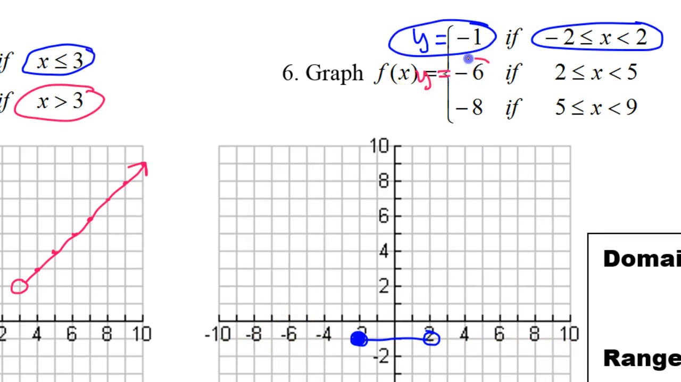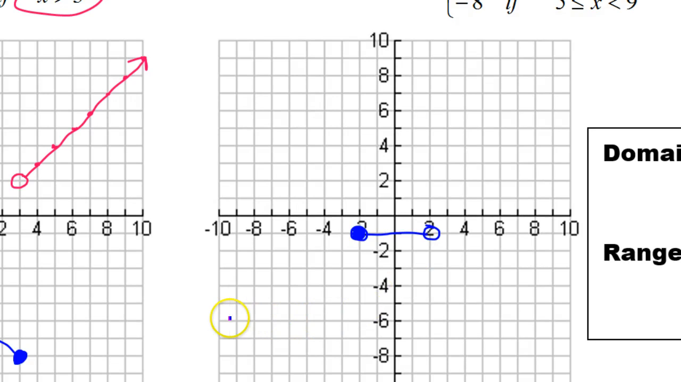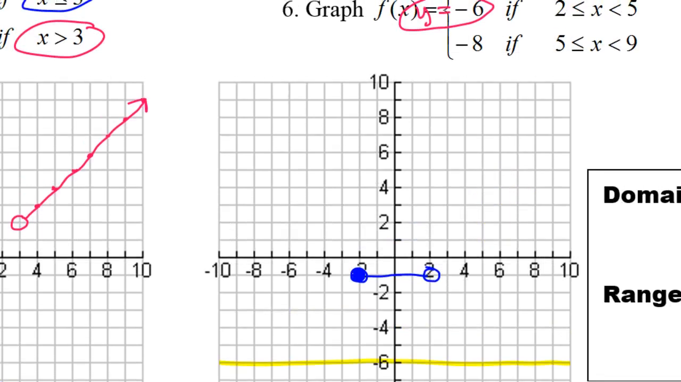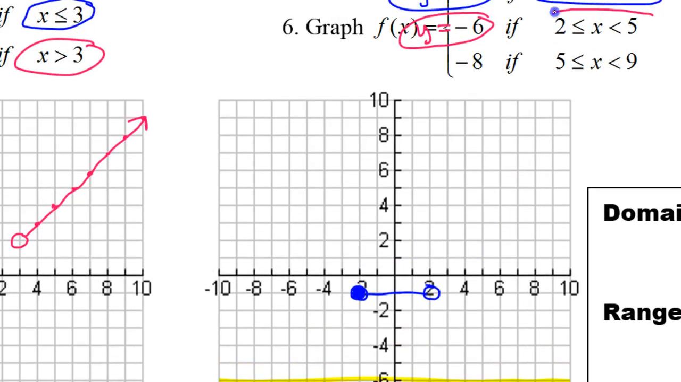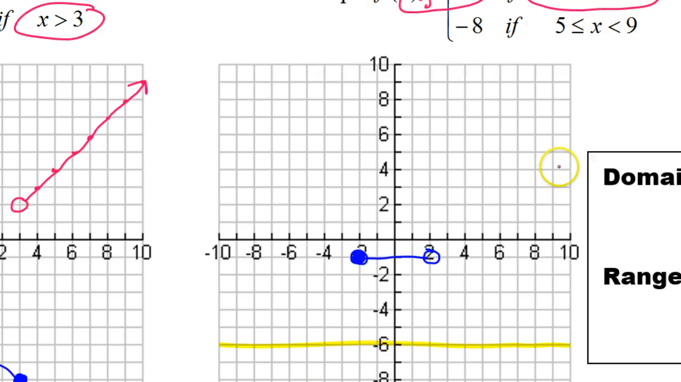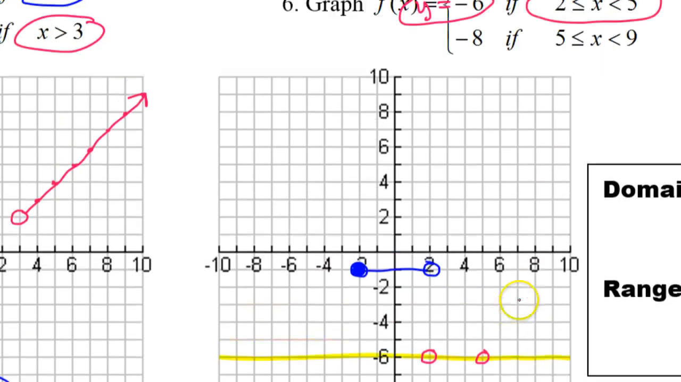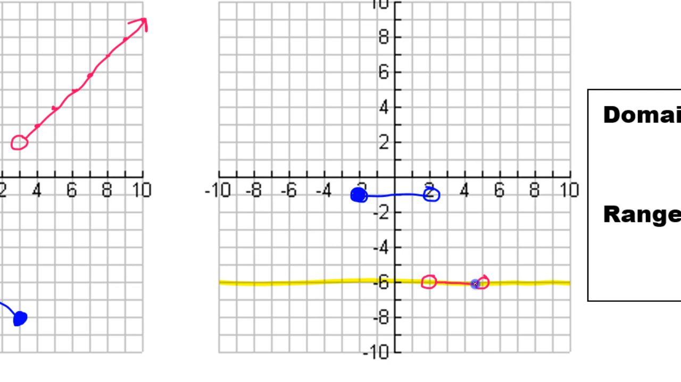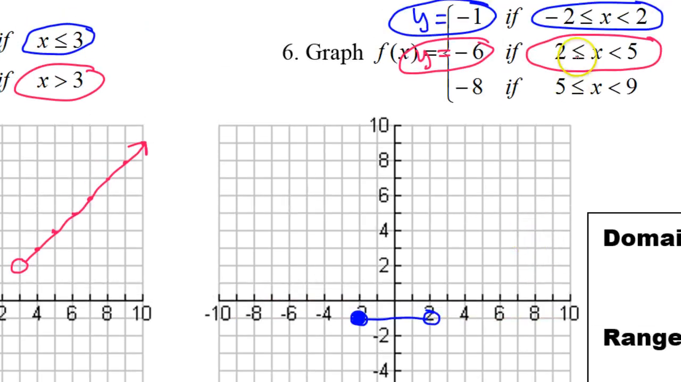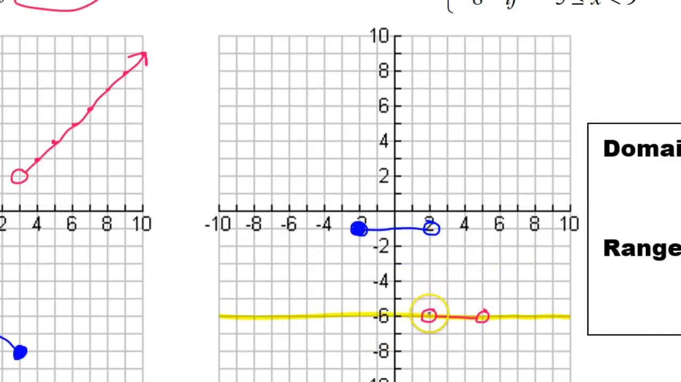y equals -6 is a horizontal line at -6. So y equals -6 is here. But we're not going to draw the whole thing. We're just going to draw the part between 2 and 5. So here's the point that's at 2, and here's the point that is at 5. And here's between. So it's a segment. Now the left side should be a closed circle because of the or equal to.